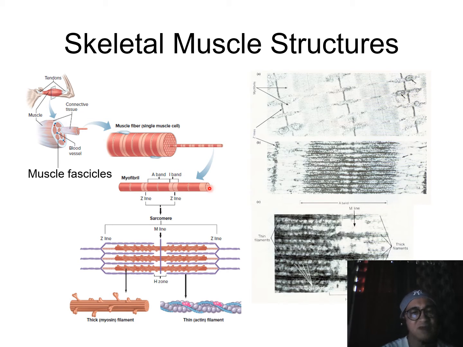In the myofibril, the A band, if examined histochemically and under electron microscopy, is composed of a bundle of thick proteins called myosin filaments. And the I band, being lighter, is composed mainly of bundles of thin actin filaments.